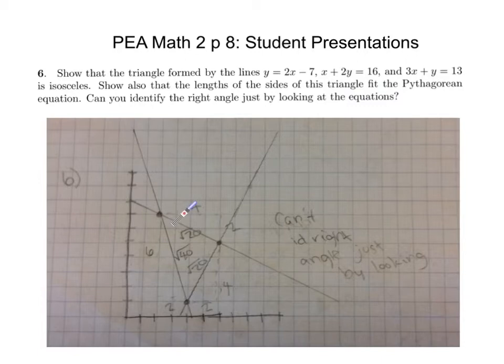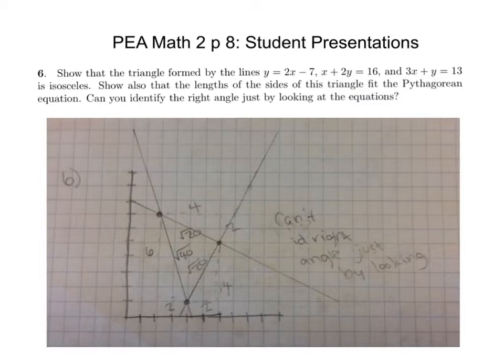and then I found the slopes, and this is the right angle because these two slopes are opposite reciprocals. And then I used the Pythagorean theorem to find the hypotenuse of each, and it is an isosceles. But you can't identify a right angle by looking at it because it could be barely off by a little bit.